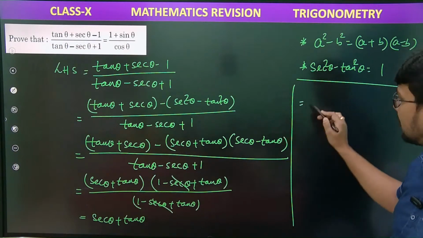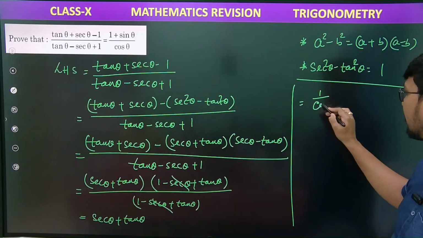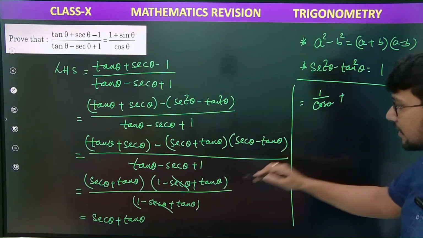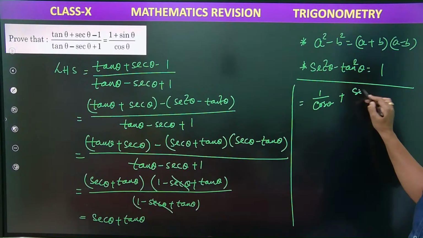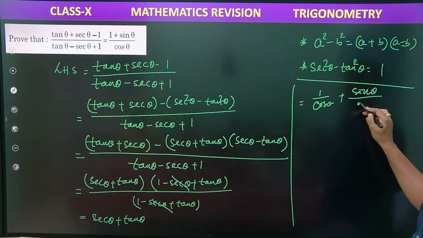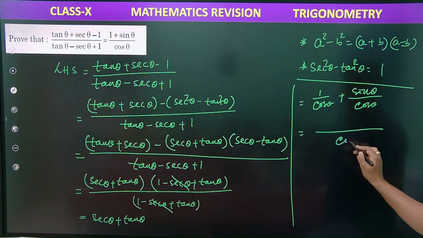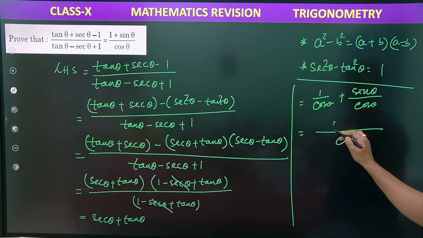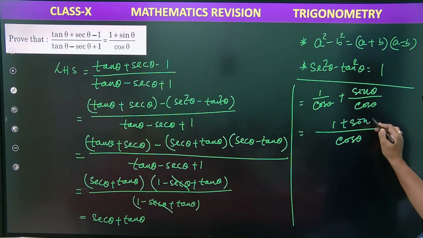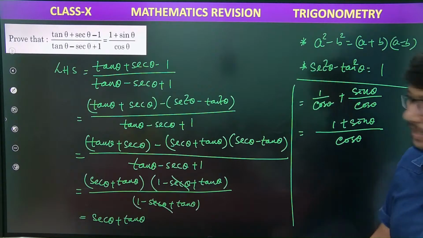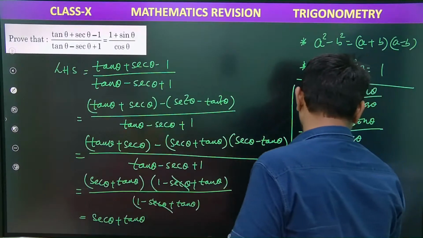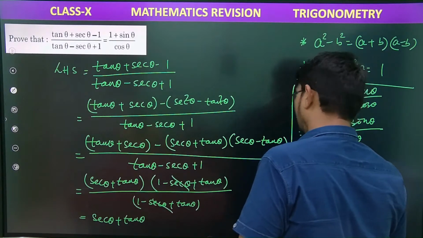Sec theta is 1 by cos theta. And the quotient relation of tan theta is sin theta by cos theta. Got it? So the LCM is cos theta, and hence it becomes 1 plus sin theta by cos theta. Okay, that is the RHS. Proved.